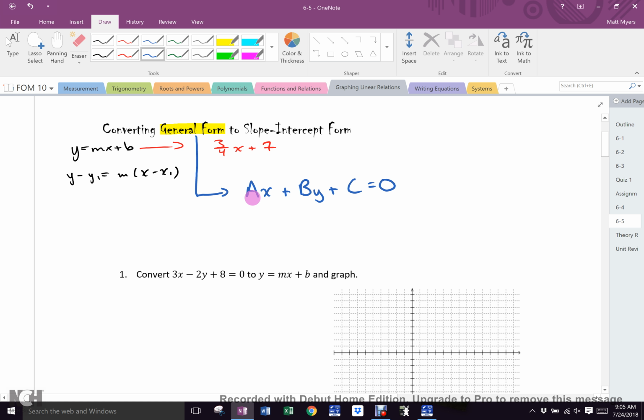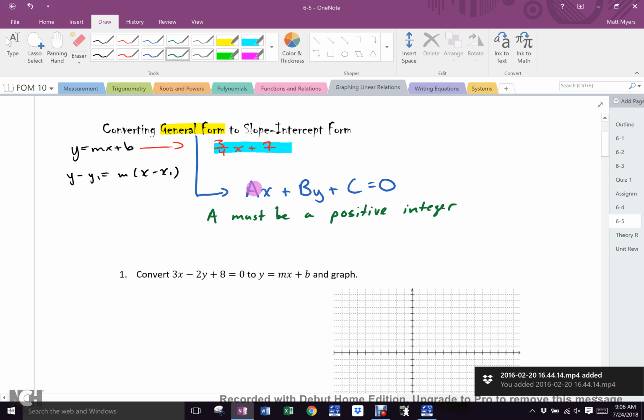All right, now this is where it gets tricky, because in slope-intercept form, that number that's by itself is the y-intercept, correct? And it's a constant, because it's just a number. In general form, we have a constant again, but it is not the y-intercept. Okay? It gets weird here. The rules for general form are easy. This number must be a positive integer. So a must always be positive and has to be an integer.